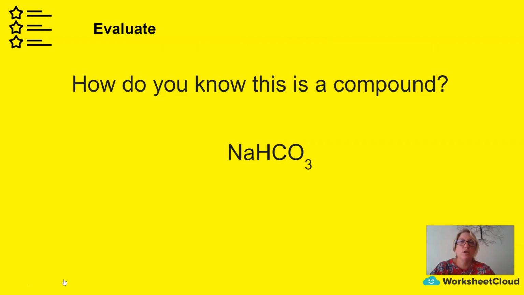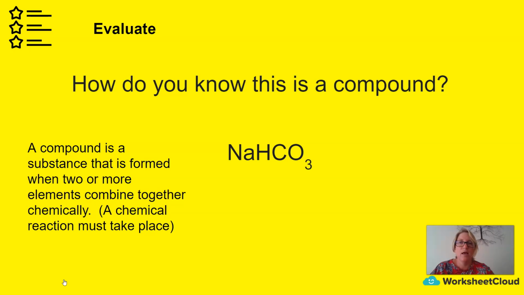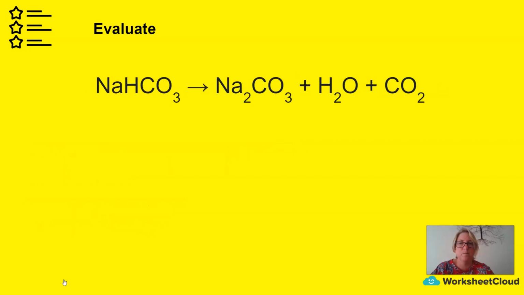So to evaluate how you've done this lesson, you can try and answer, how do we know that this is a compound? A compound is a substance that is formed when two or more elements chemically combine together. So a chemical reaction must have taken place in order to create a compound.